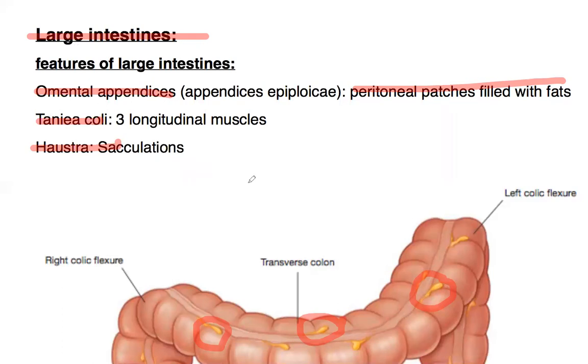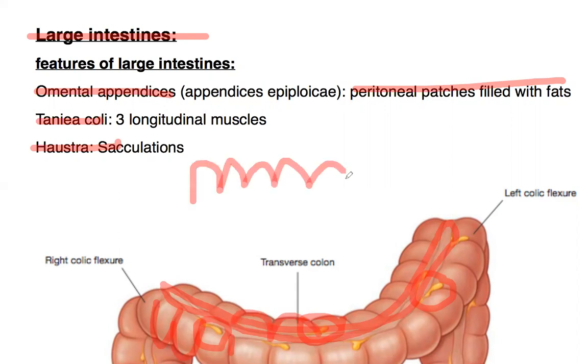The second thing is the tinea coli, which are the 3 longitudinal muscles that run along the large intestine. So it's this. It's the tinea coli. They're large. They're 3 longitudinal muscles that make a band around the intestines. And the third thing that's very specific about large intestines are haustra, which are saculations, which are these, basically. So this appearance is called the haustra.